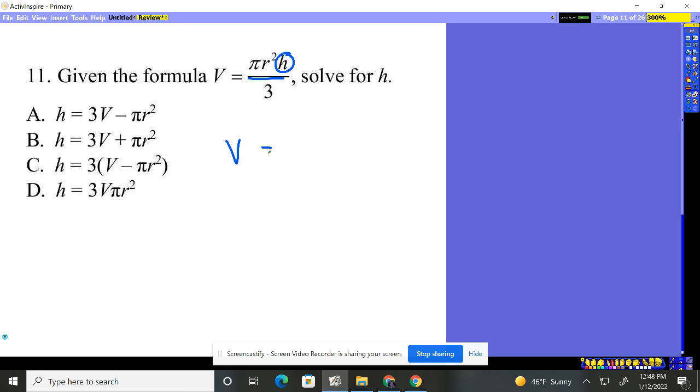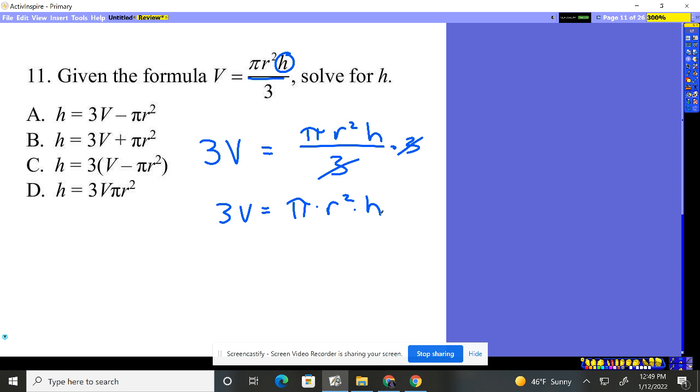We have v equals pi times r squared times h all divided by 3. So we're going to move that over by multiplying by 3. That way it'll cross that 3 out. But if I multiply the right by 3, I have to multiply the left, that v, by 3. So you and I now have 3v equals pi times r squared times h.